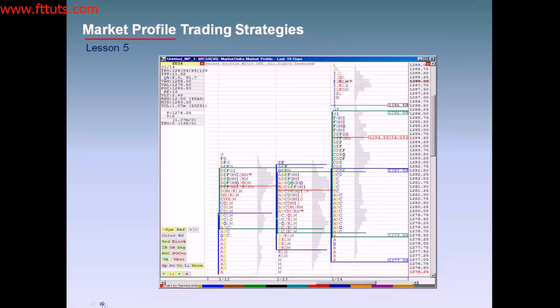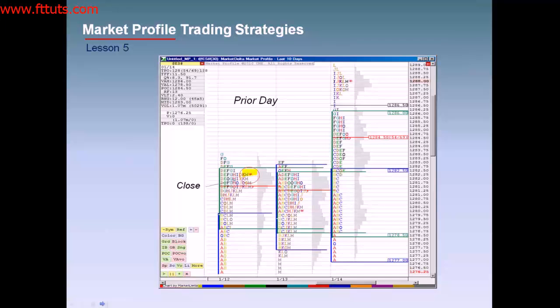So just to do a quick review, my POCs are the red lines, my initial balance lines are the blue lines, and the value lines are the green lines. All right. We begin by looking at the prior day. So on this day, the first thing I'm looking at is my close.